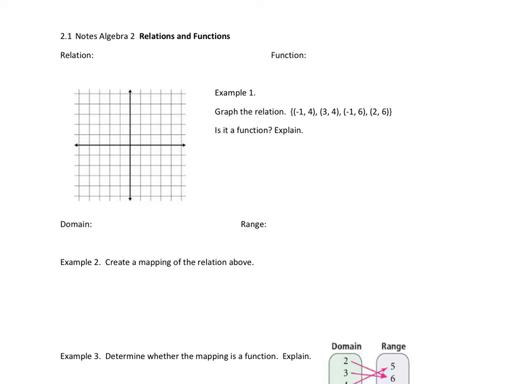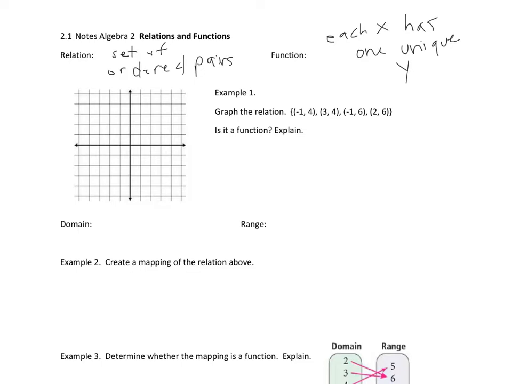A relation is a set of ordered pairs. So the set of ordered pairs can be on a graph, it can be in a mapping, it can just be a list of ordered pairs. So a function is a relation in which for each x there is one unique y. So an x value couldn't have two different y values.